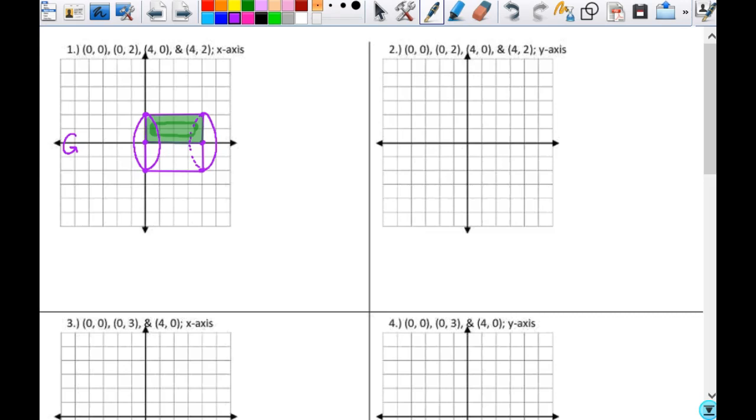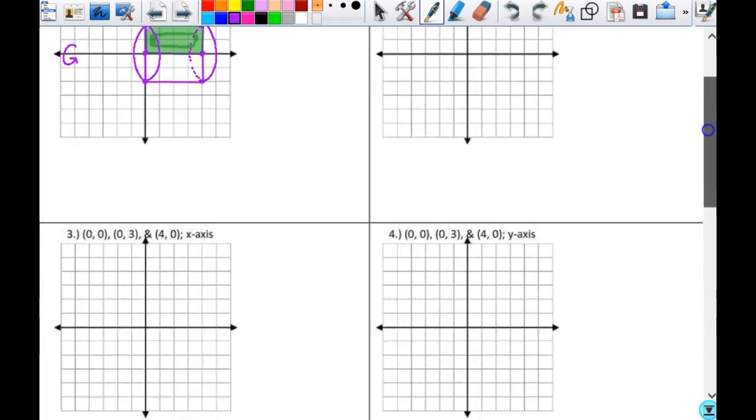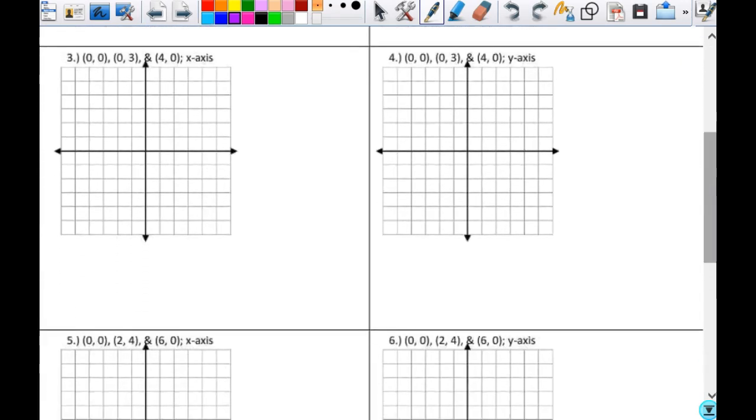Okay, now let's go to number 3. And again, do not say anything. I know you get excited when you think you know what's going on, but you are ruining it for somebody that's still trying to process, okay?